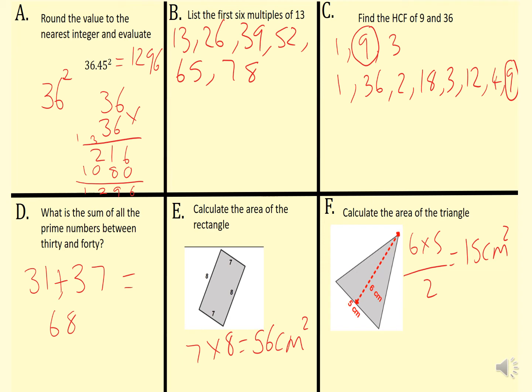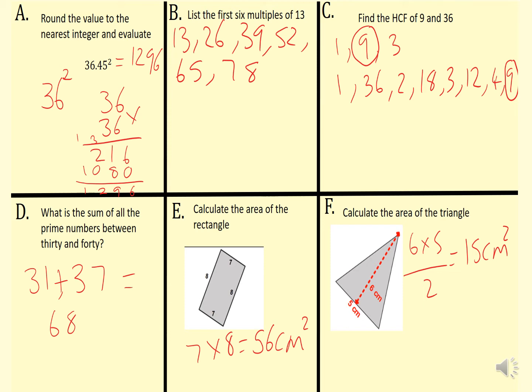Same for 36. If I want to list the factors of 36, I have 1 and 36, 2 and 18, 3 and 12, and 4 and 9. When you list all the factors, make sure you write them in order. Here, you don't have to say the answer in order, but if you want to compare them, write them in order. Then find which one is in common and which one is the highest one. In this case, the highest one that is in common is 9. So the highest common factor between 9 and 36 is 9.